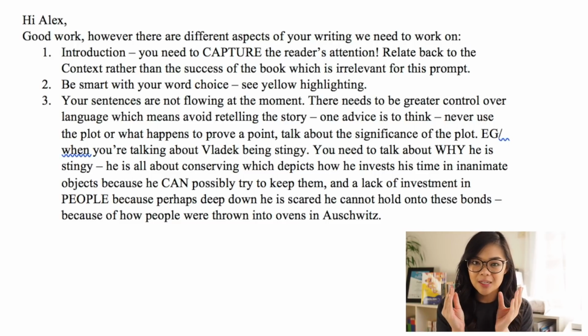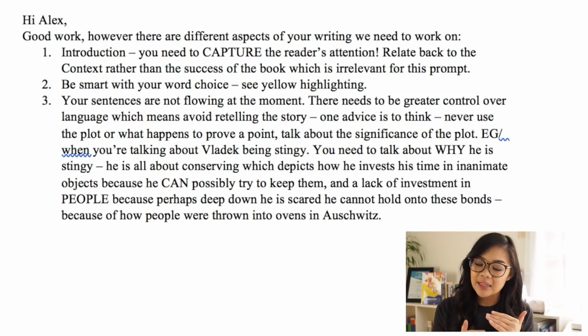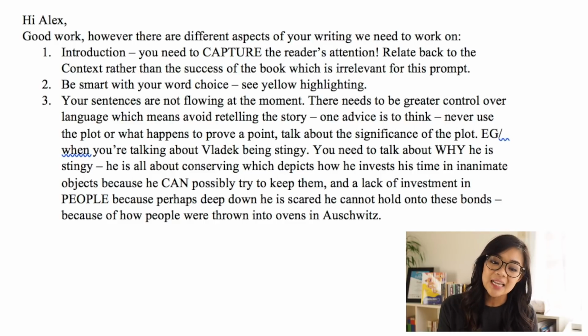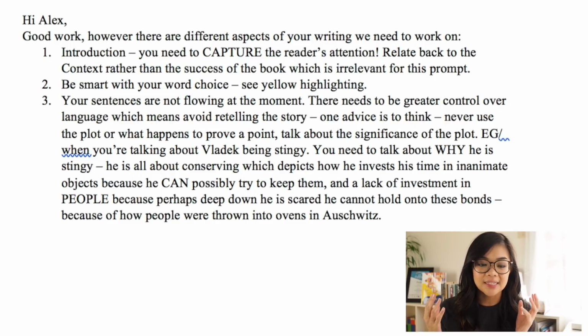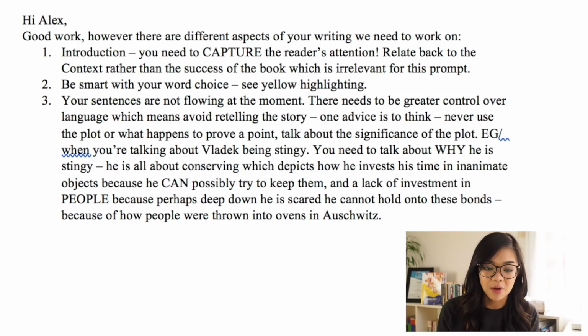So all of these tips so far have to do with ideas and answering the prompt. The third one is probably the least important one at this point in time, but your sentences are not flowing as well as they could be. There needs to be greater control over language, which means avoid retelling the story. One piece of advice is to never use the plot, or what happens, to prove a point. Talk about the significance of the plot.